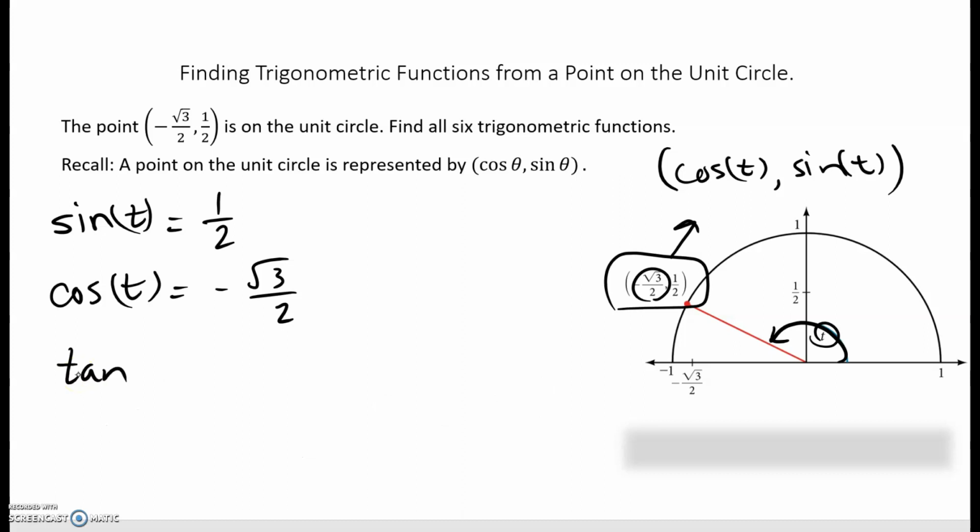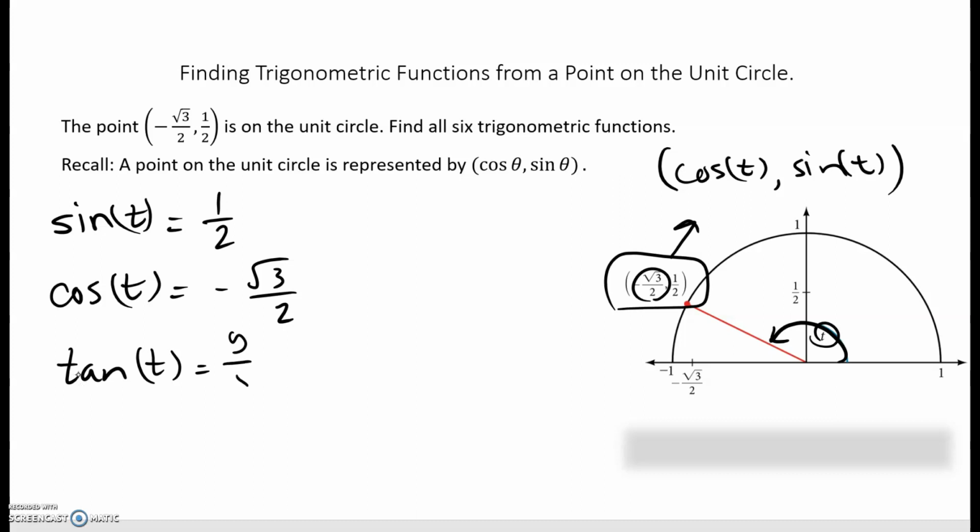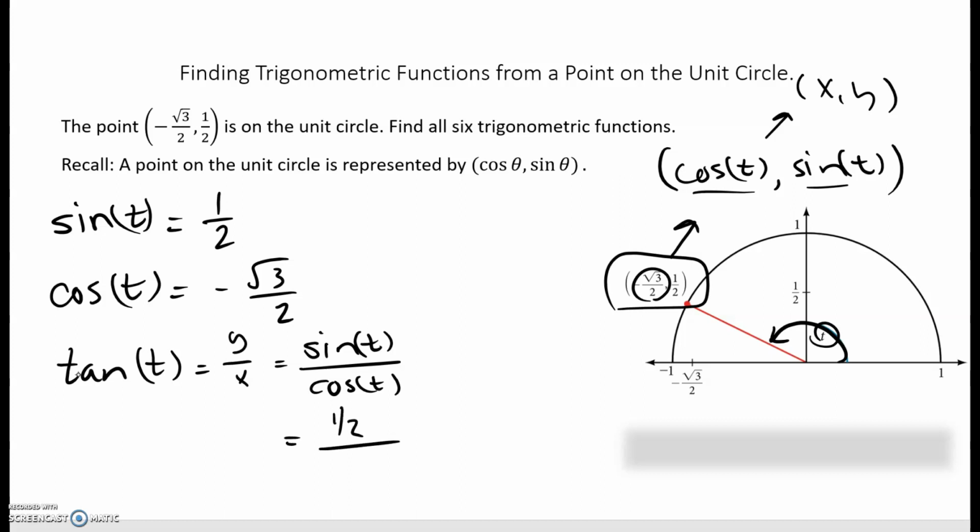Now let's find tangent of t. We know back here that tangent is y over x. This point can be represented as x, comma y. We said that sine is equal to y in the unit circle and cosine is equal to x in the unit circle. So this is sine of t over cosine of t. Sine of t is 1/2. Cosine of t is negative square root of 3 over 2.